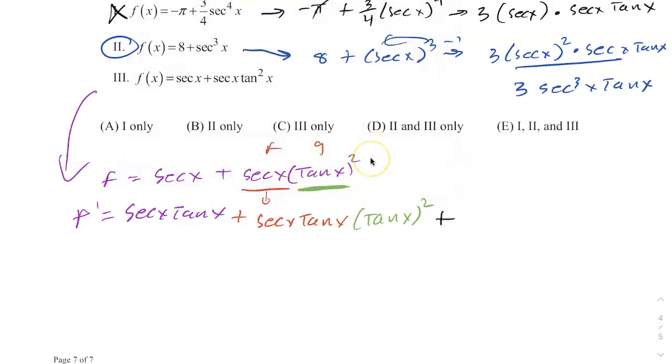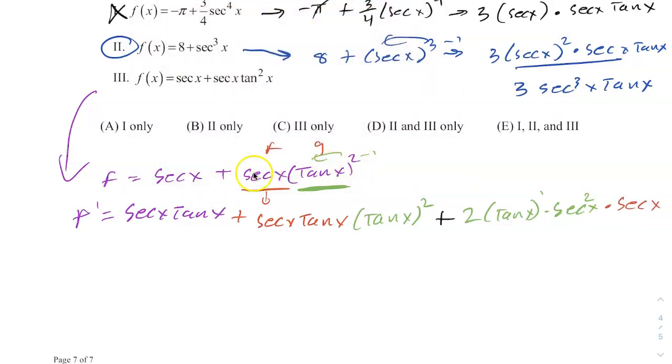Derivative of this guy, that's a chain rule. Derivative of tan squared, we're going to bring the 2 down, subtract 1 off. So I get 2, leave the tan alone, times the derivative of the inside. Derivative of tan is secant squared. And then times the first one left alone. So I'm going to go back to the red. So I get times secant x.